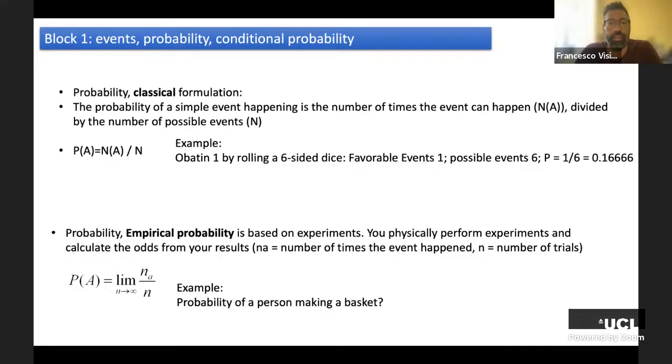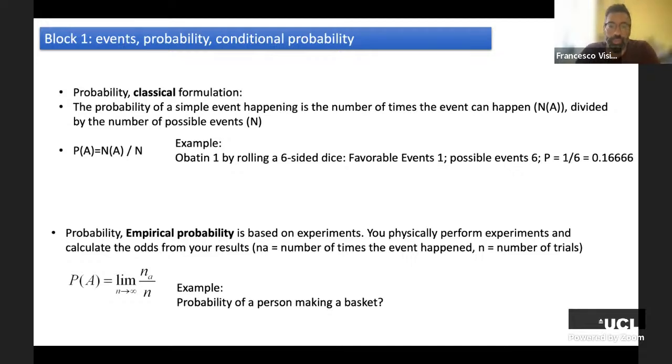So once again, if we roll a six-sided die, we can say the favorable event, so we aim to estimate the probability of obtaining 1, is given by 1 over all the possible events, that are all the numbers from 1 to 6. So the probability is 1 over 6.